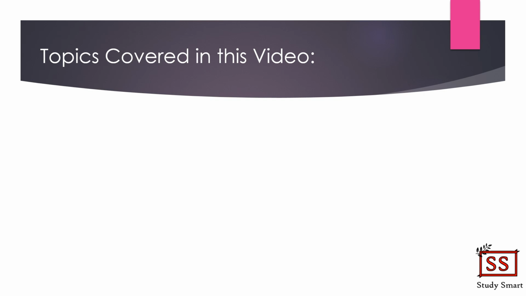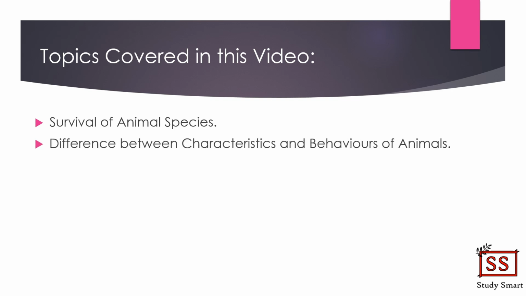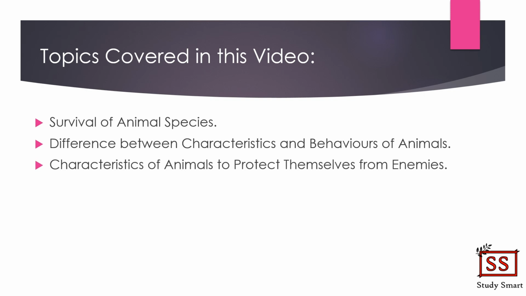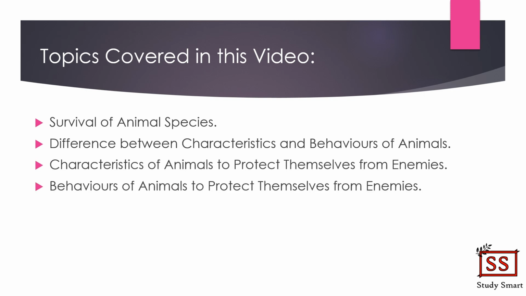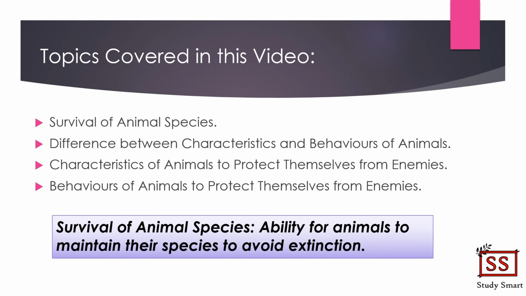The topics covered in this video are survival of animal species, difference between characteristics and behavior of animals, characteristics of animals to protect themselves from enemies, and the behaviors of animals to protect themselves from enemies. Let's look into the definition of survival of animal species first. Survival refers to the ability of animals to maintain their species in order to avoid extinction.